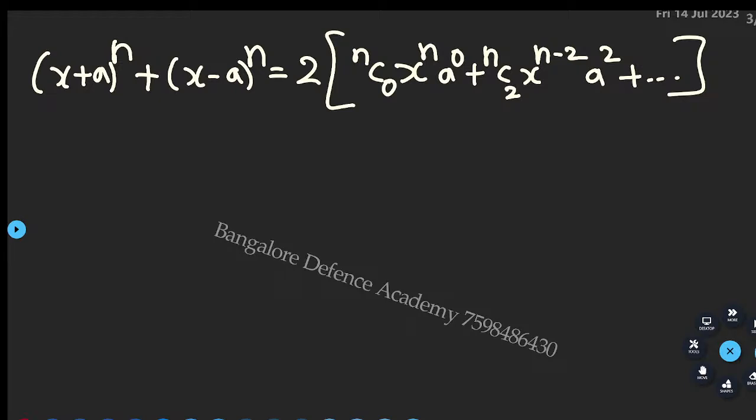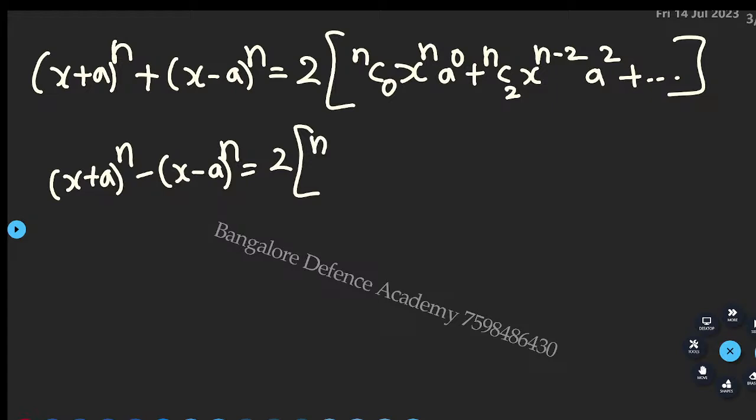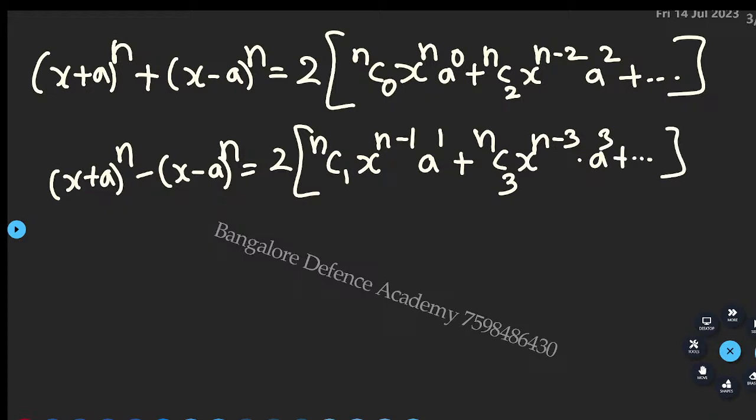Written. Next, x plus a to the power of n minus x minus a to the power of n is equal to 2 into bracket nC1 x to the power of n minus 1 a to the power of 1 plus nC3 x to the power of n minus 3 into a to the power of 3 up to infinity. And then you have to write an important note.